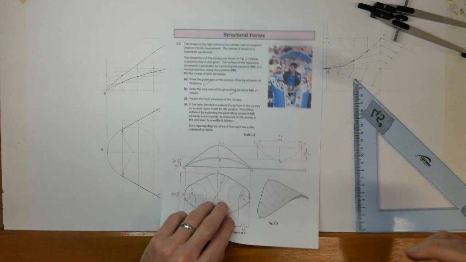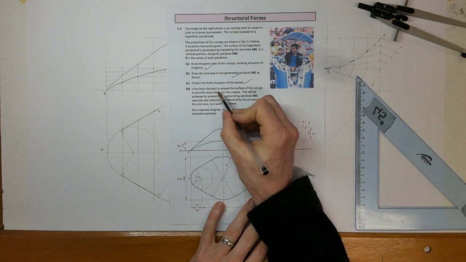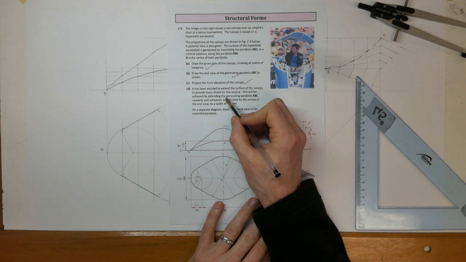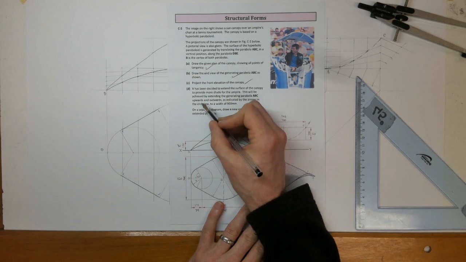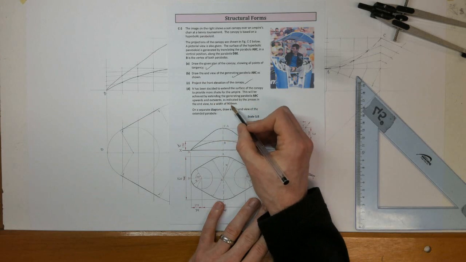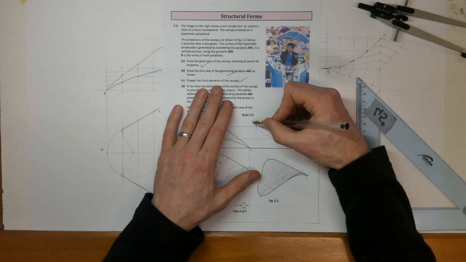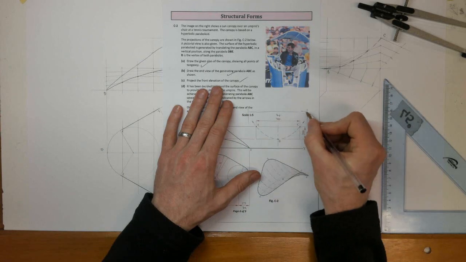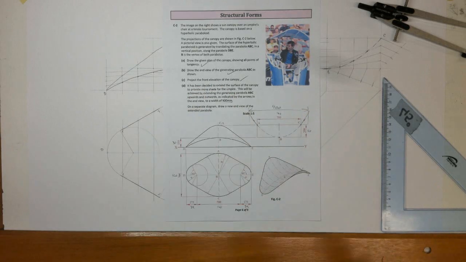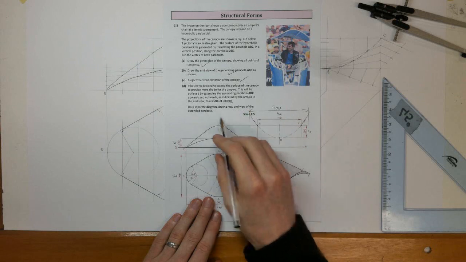Okay, so that is the front view of the canopy completed also. Lastly then, it has been decided to extend the surface of the canopy to provide more shade for the umpire. This will be achieved by extending the generating parabola ABC upwards and outwards as indicated by the arrows in the end view to a width of 900 millimeters. It's 700 millimeters at the moment, so basically make that a larger parabola. On a separate diagram, draw the new end view of the extended parabola.